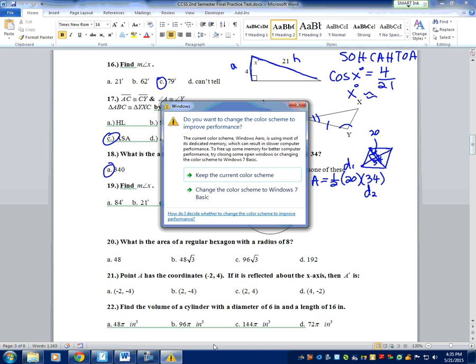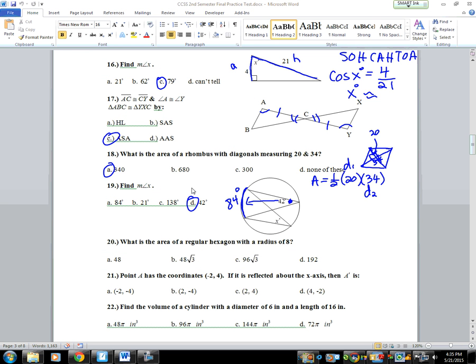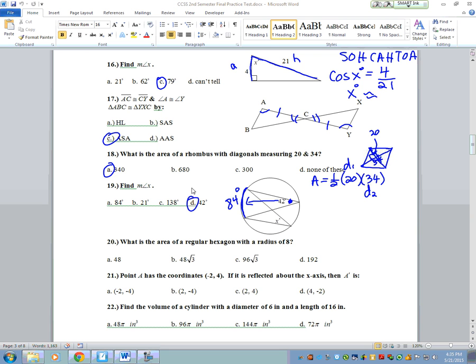I'm confused on how you found this, but I get how you got 84. You don't actually need the 84 in here. It's good to know that the intercepted arc is always double the inscribed angle, but you just have to look at my coloring scheme here. This angle right here intercepts that arc, and this angle right here intercepts the same arc, so they must be congruent angles. I see. Okay.